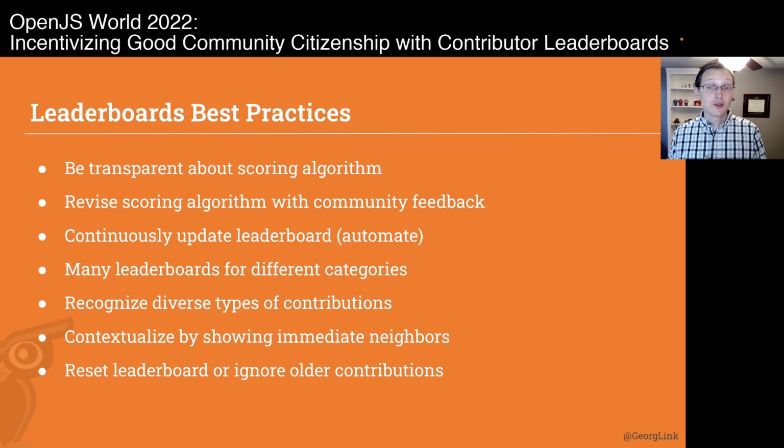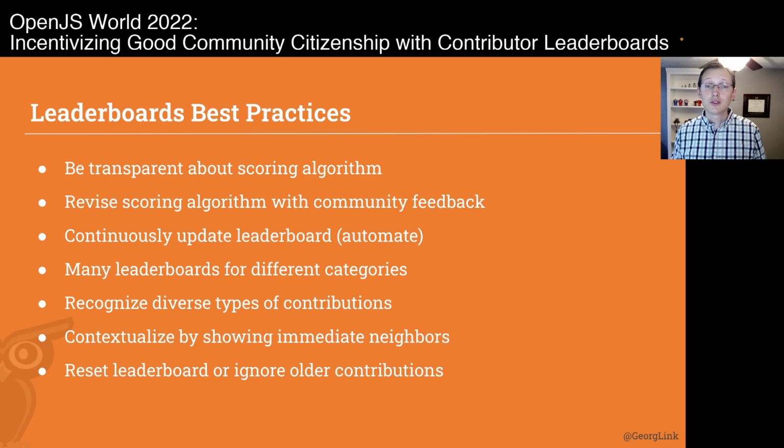Another thing to do is contextualize leaderboards by showing immediate neighbors. So if you have others that are similarly active, it's easier to try to compete with them, especially if you are seeing them in the same issues, in the same forums, then you start to get that community going.